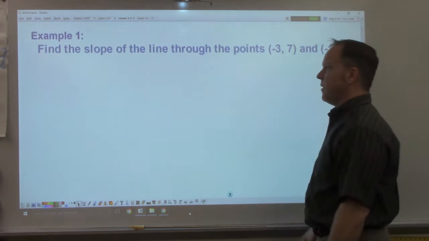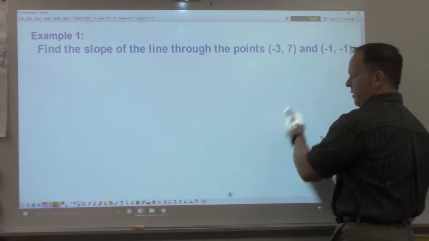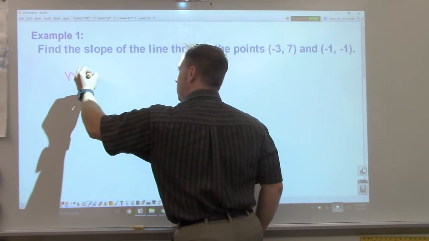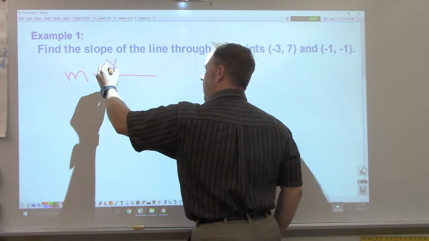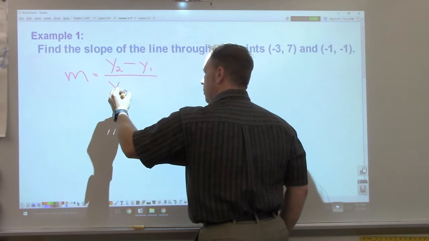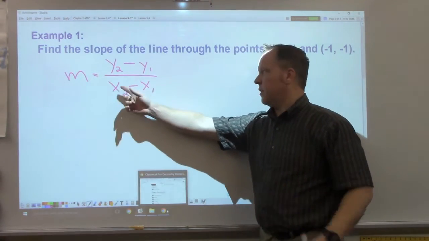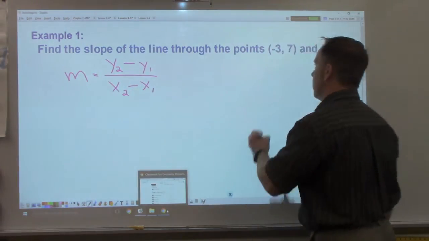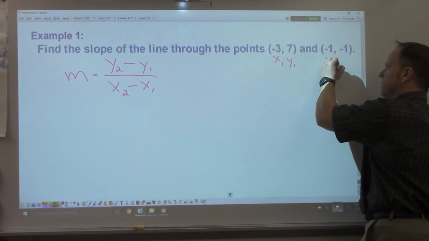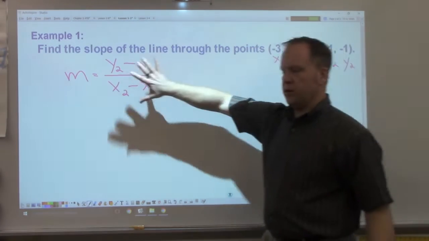Real simple. Find the slope through the points -3, 7, and -1, -1. First, I write down my slope formula. y2 minus y1 over x2 minus x1. Remember, subscripts just tell us the difference between the first and the second points. So, label them. x1, y1, x2, y2. Now that you're labeled, real simple to plug them in.